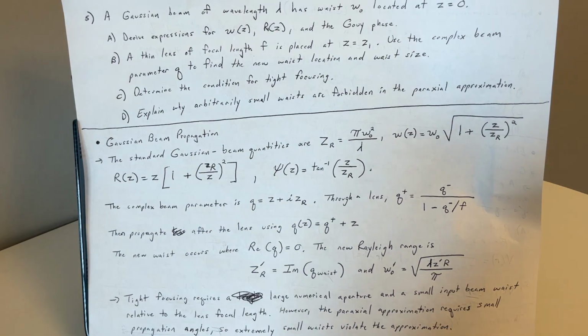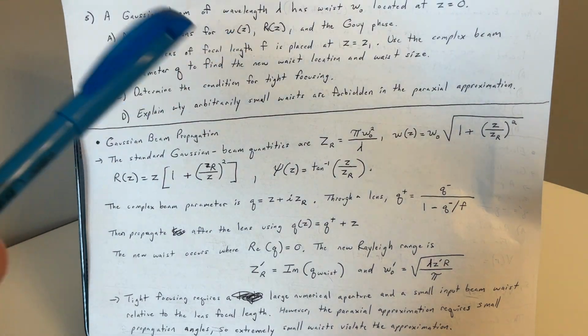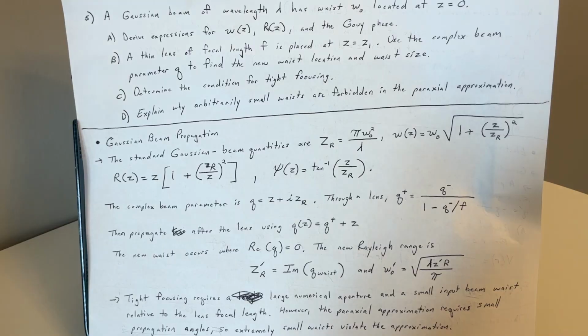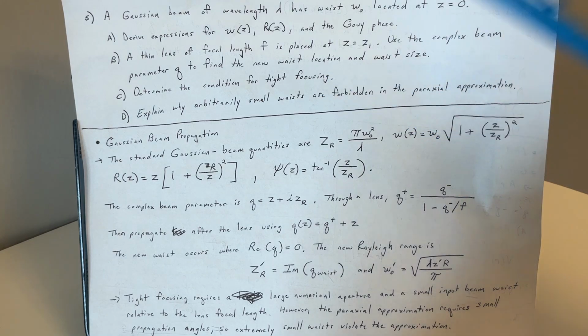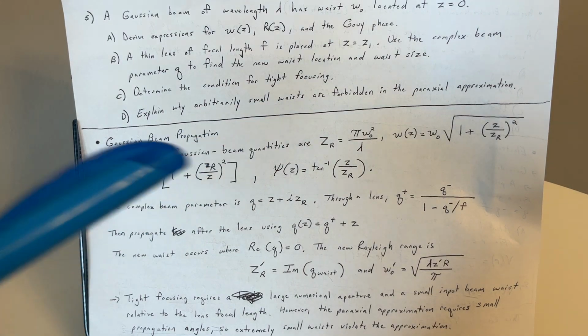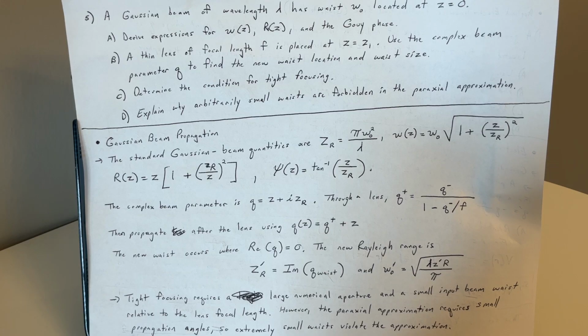Number 5, a Gaussian beam is given with wavelength lambda and waist located at z equals 0. I'll read A through D. Derive the expressions for the waist w of z, R of z, and the Gouy phase. A thin lens of focal length f is placed at z equals z sub 1. Use the complex beam parameter q to find the new waist location and waist size. Determine the condition for tight focusing. Explain why arbitrarily small waists are forbidden in the paraxial approximation.